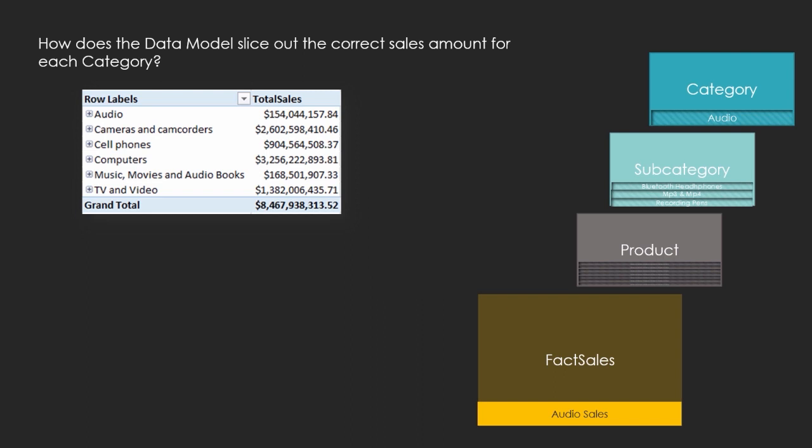For instance, if we apply a filter on the product table, that filter that we've applied on the product table is also going to inherently filter out the fact sales table. So let's talk about this.